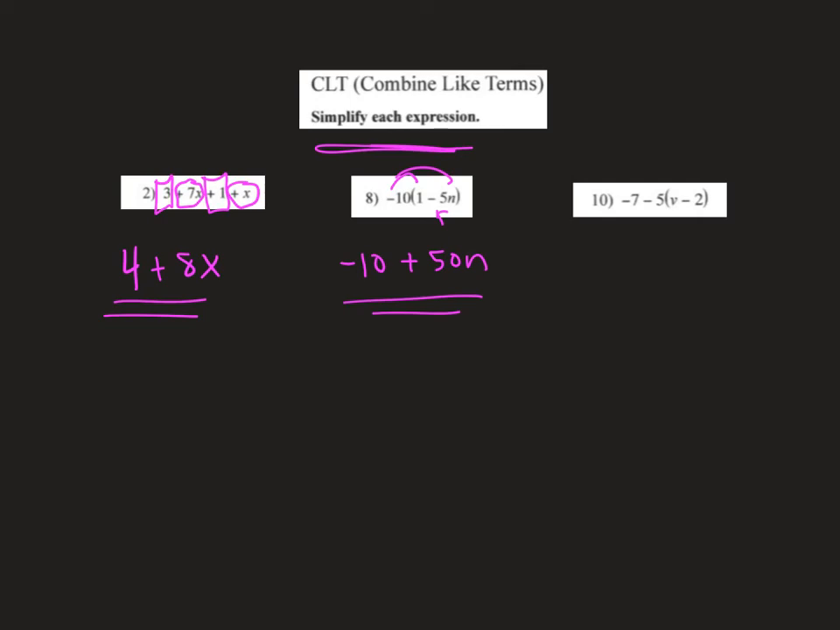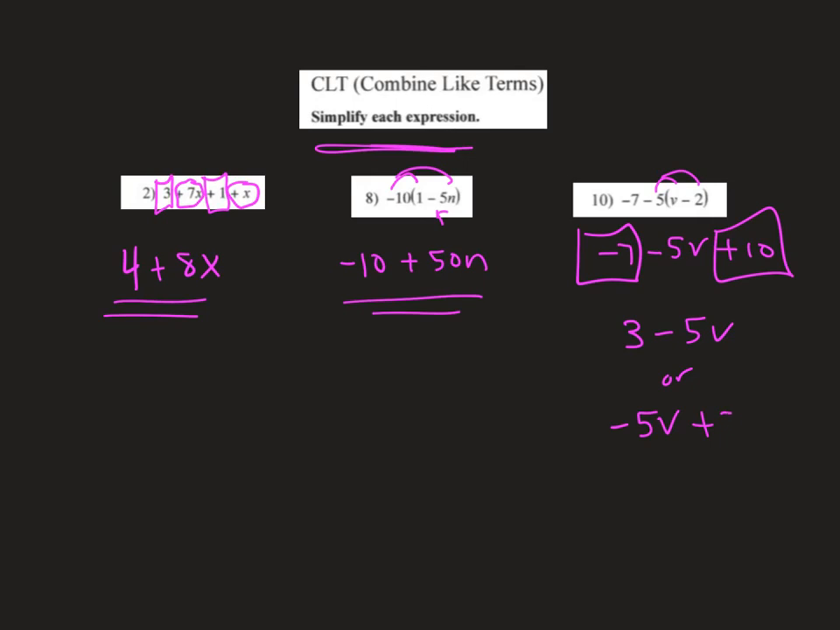The last one's got a little bit of a trick to it. I see the negative 7, nothing to do there. And then I have that negative 5 getting distributed. So essentially, what would you do if it was just like that? I'd say, well, negative 5 times v is negative 5v, and negative 5 times negative 2 is a positive 10. And then what I do is bring that negative 7 back to the game and say, oh, well, negative 7 plus 10 is positive 3 minus 5v, or negative 5v plus 3. And that's it. That gets you through pages 1 through 3. Hopefully that was helpful.